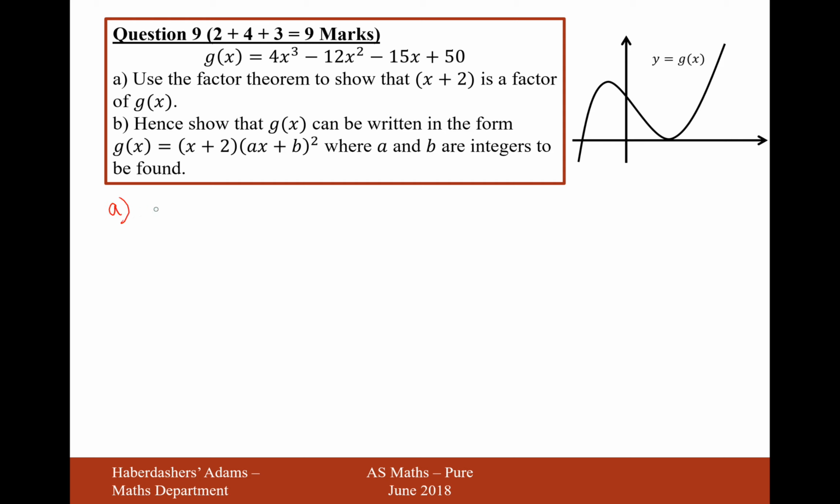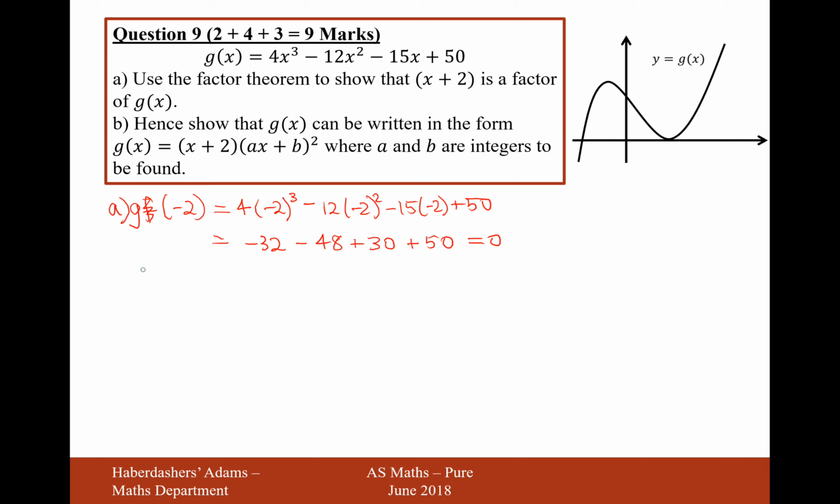So to use the factor theorem at this point here, we need to plug in the value minus 2 into, not the f function, the g function. So g of minus 2 equals 4 of minus 2 cubed minus 12 times minus 2 squared minus 15 times minus 2, add 50. It's a good idea at this point just to do the individual calculations. So this will be minus 8 times 4 is minus 32. This will be 4, so that will be minus 48. This will be plus 30, and this will be plus 50, which is clearly equal to 0.